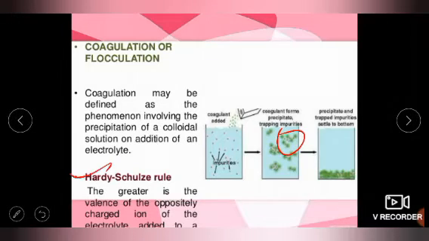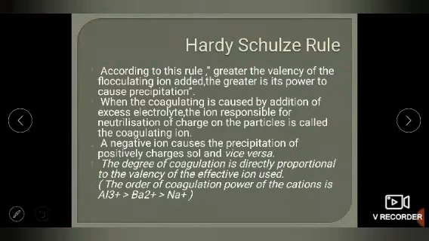The Hardy-Schulze rule explains this coagulation. According to this rule, the greater the valency of the flocculating ion added, the greater is its power to cause precipitation. When coagulation is caused by addition of excess electrolyte, the ion responsible for neutralization of charge on the particle is called the coagulating ion. So dear students, let's understand: a negative ion causes the precipitation of a positively charged sol and vice versa. The degree of coagulation is directly proportional to the valency of the effective ion used.